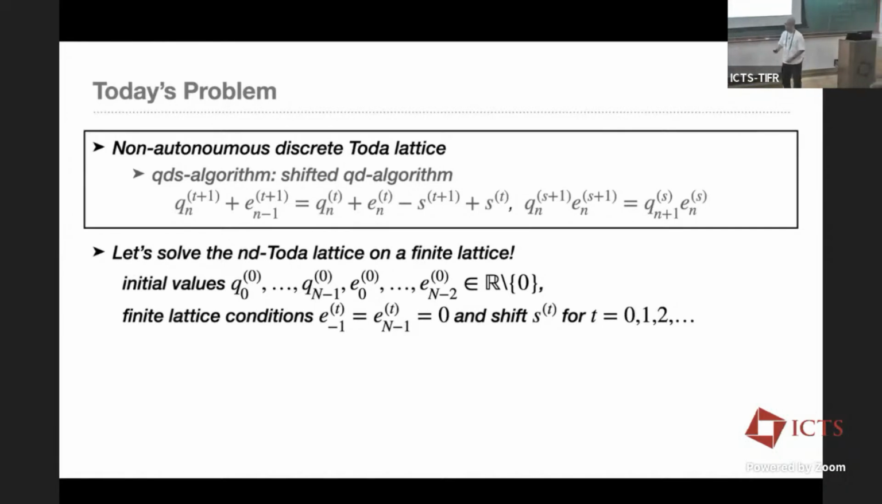So here, in my previous talk, I already introduced some discrete Toda lattice. This one is slightly generalized. I mean that we put some non-autonomous parameter S of T. So S is a kind of shift parameter. And here we will solve this non-autonomous discrete Toda lattice on a finite lattice. And this is a finite lattice condition.